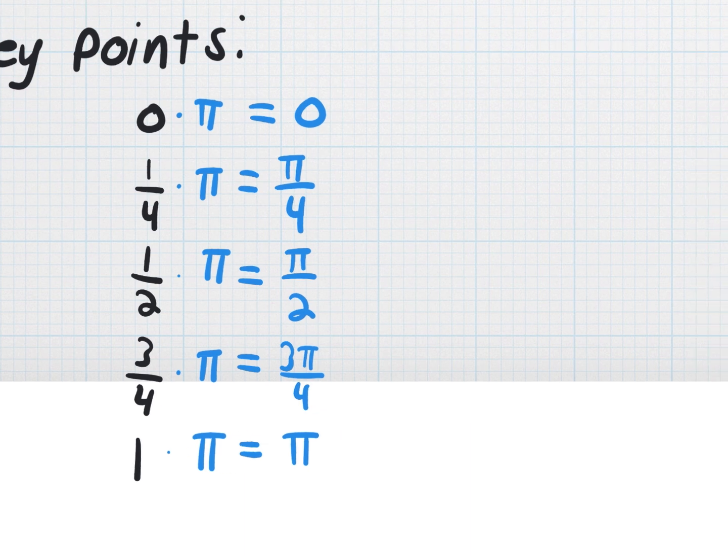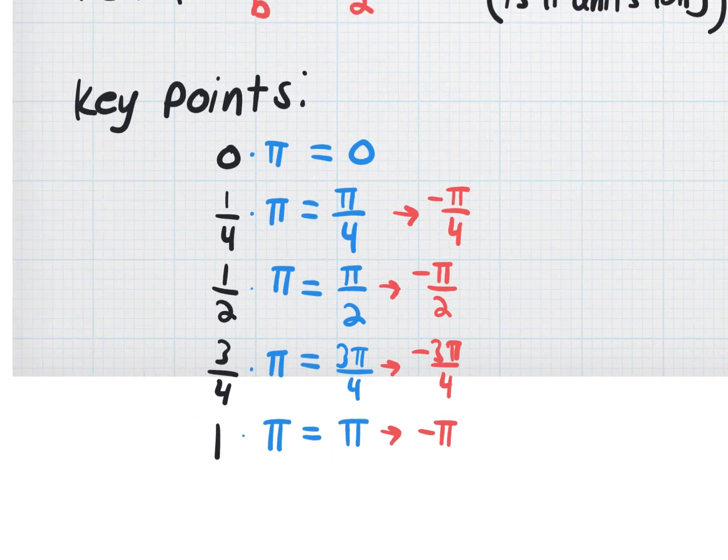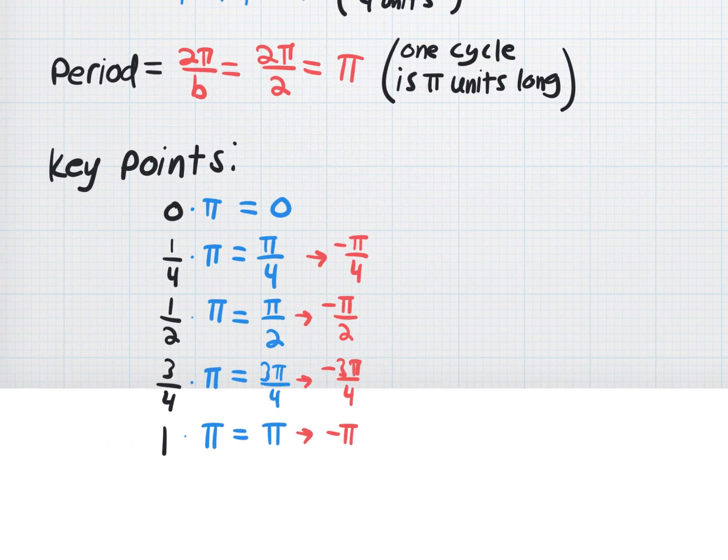To get a better picture, I like to also get the negative ones as well. 0 is just 0. Another key point that you can plot is going to be negative pi over 4. Another one that you get with this one is going to be negative pi over 2. Another one that you get with this one is going to be negative 3 pi over 4. And then another one that you get with pi is going to be negative pi. It'll make sense why I'm doing that in a second. Just stick with me. So right now, total, we should have 9 values, right? We should have 0, and then the 4 positive and the 4 negative. All right, so these key points are going to help us graph this function.